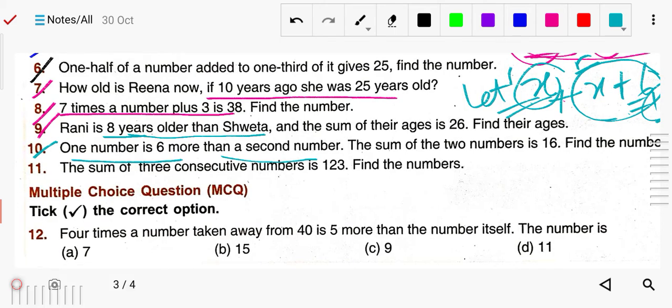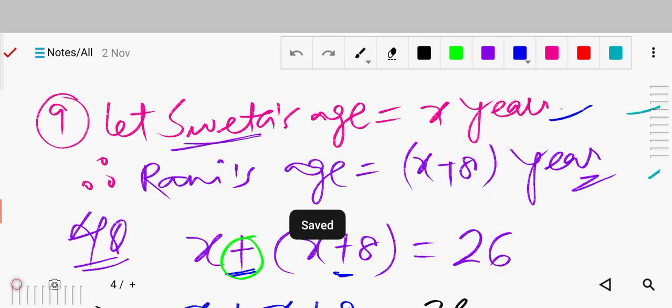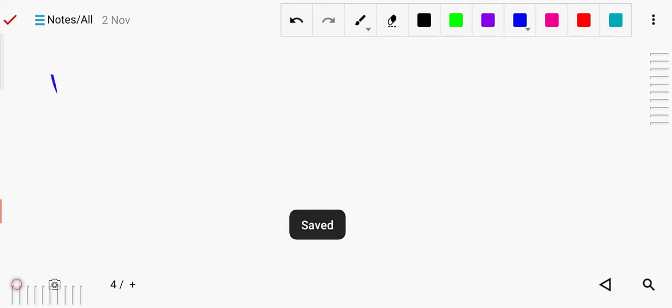Got it? Okay, now number 11: the sum of three consecutive numbers is 123. Find the numbers. Let's solve question number 11. Consecutive means continuous numbers, one after another, with no gap, like 2, 3, 4, 5, 6. Just after 2 is 3, after 3 is 4, and so on. We would not call numbers like 3, 8, 9, 12 consecutive because there is a gap.